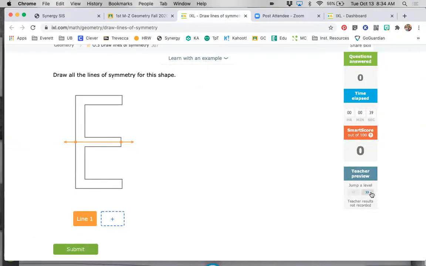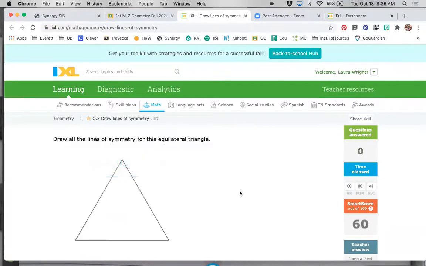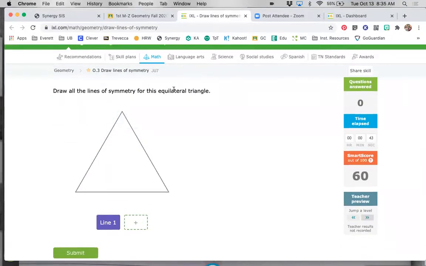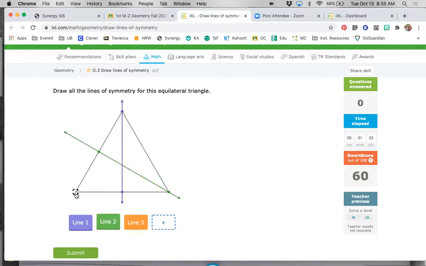That's pretty much the whole first level. Your next level, you have an equilateral triangle. So you would have more lines because all of your parts are matching. So I'm going to have a perpendicular bisector and an angle bisector with this line. And then I'm going to pick a new line. The way to get a second line is to hit the plus sign. And you're going to go from the corner to the middle of the other side. And then you need to do that again, from the corner to the middle of the other side.